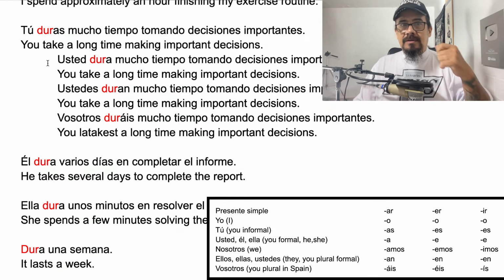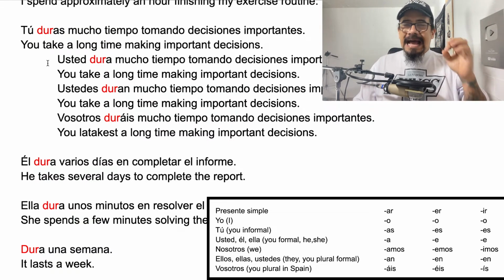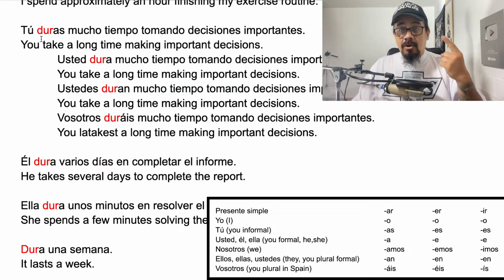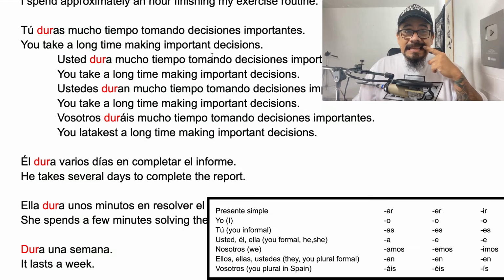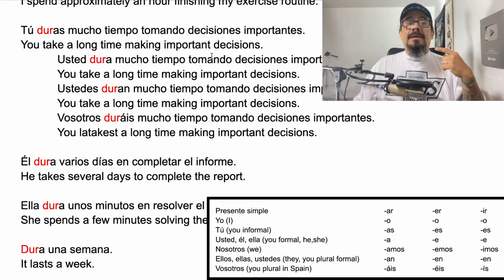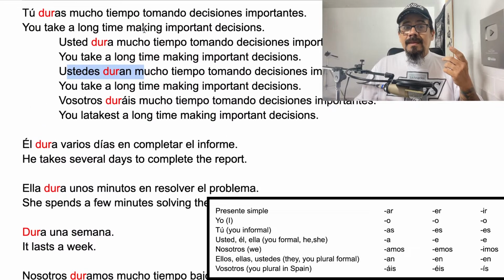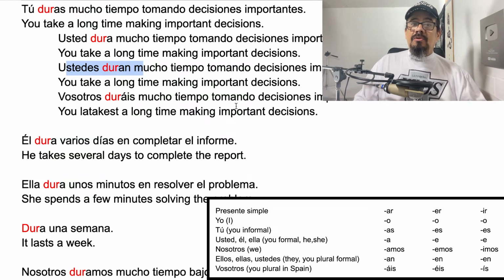Te demoras mucho tiempo. Those verbs are basically the same, but remember, we are using durar because it's one of the verbs in the list. Tú, singular, informal. Usted dura mucho tiempo tomando decisiones importantes. Usted dura, remember, focus on the conjugation. Singular, formal. Ustedes duran mucho tiempo tomando decisiones importantes. Plural. Vosotros duráis, Spain. Vosotros duráis mucho tiempo tomando decisiones importantes.